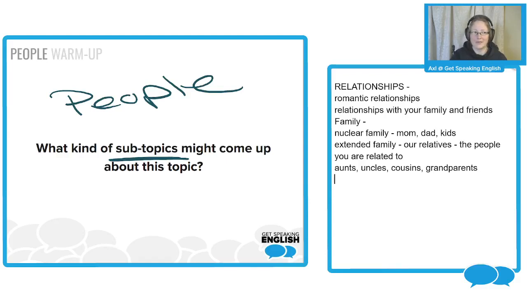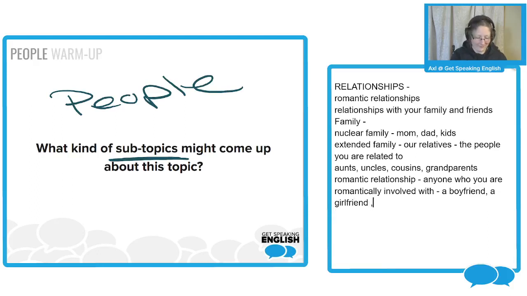I also mentioned romantic relationships, so a romantic relationship might be anyone who you are romantically involved with. So it could be a boyfriend or a girlfriend. We also might say a partner if we want to be sort of vague about it. Since some people might say the words boyfriend, girlfriend are a bit juvenile, it's common to also refer to somebody as our partner.